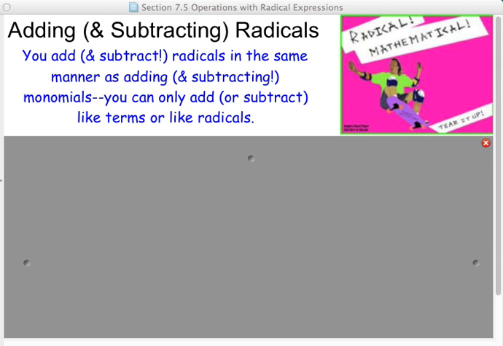Hello class, today we're going to go ahead and do section 7.5 part 2. So we've already done the first half of the notes. Now we're going to pick up with adding and subtracting radicals.